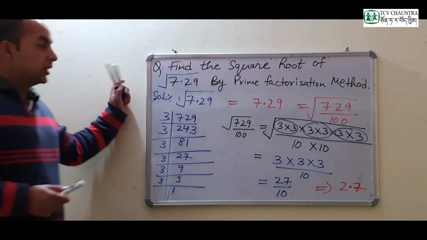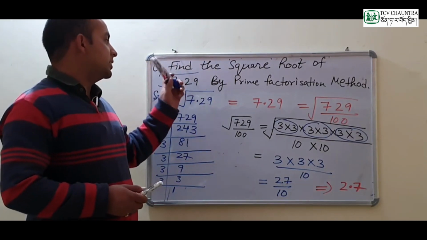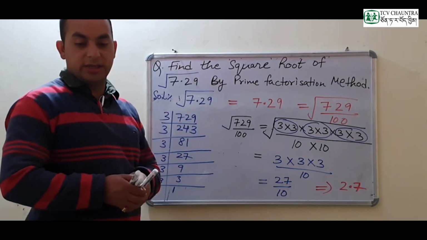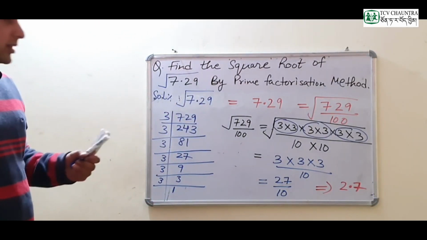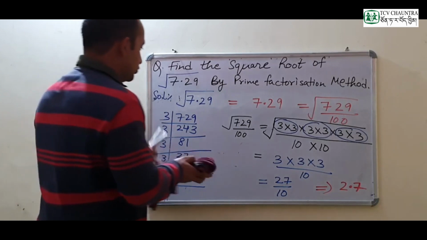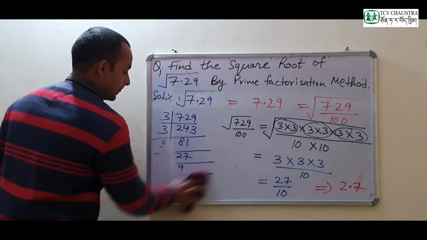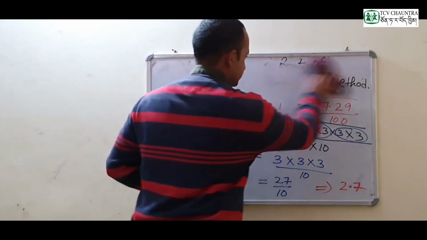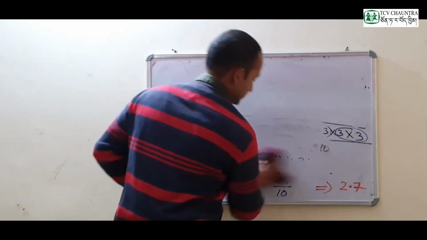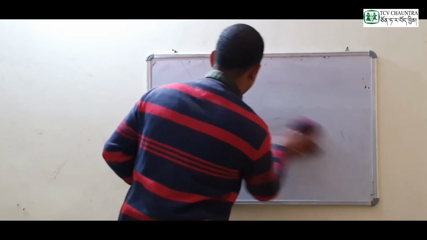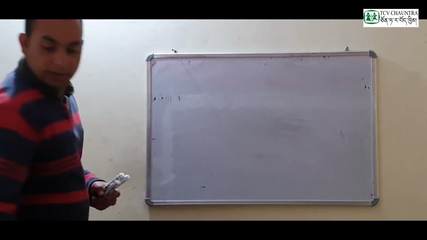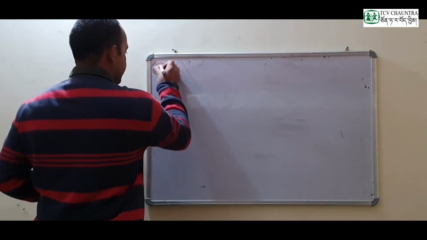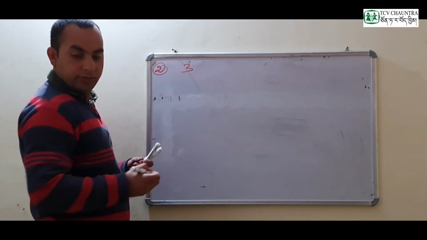This is how to solve decimal numbers for square root. Similarly, we are going to do one more. Okay, 3.24.